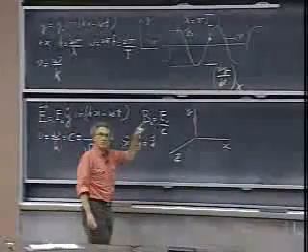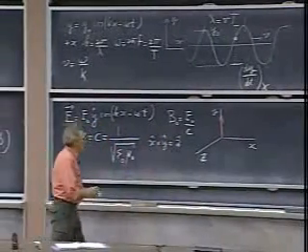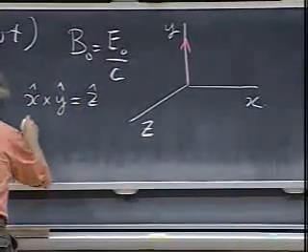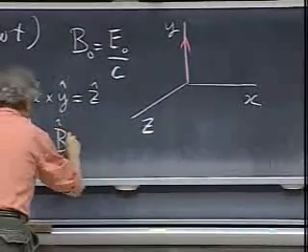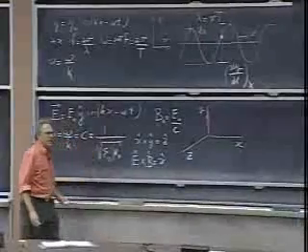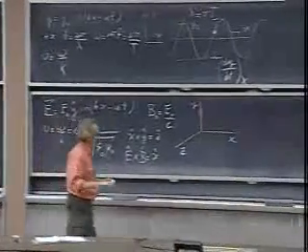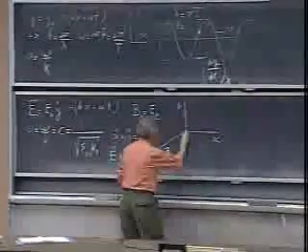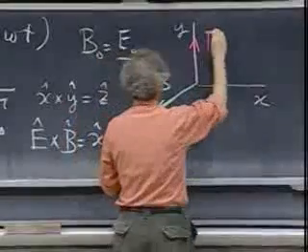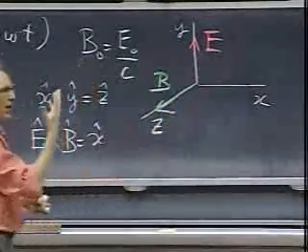Now I must be sure that E cross B is in the direction of propagation. So E cross B must be, in this case, in the direction of x, because it's going in the plus x direction. And so my problem is solved. I know that that can only happen if B is in this direction, at this moment in time, at this location. And that's all I need.